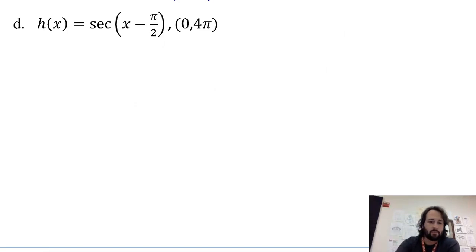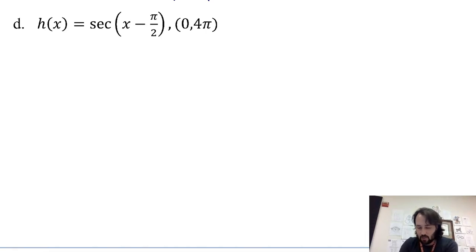There we go. This is Extrema. All right, this one's a little bit of a pain, but that's okay. We will work through our pain. Okay, so we have h of x is secant of x minus pi over 2 from the interval 0 to 4 pi.